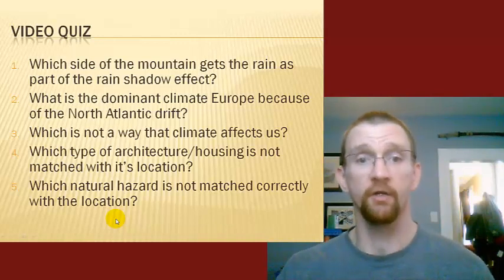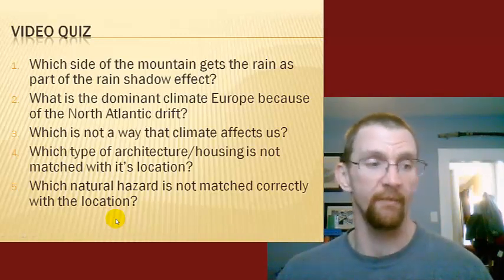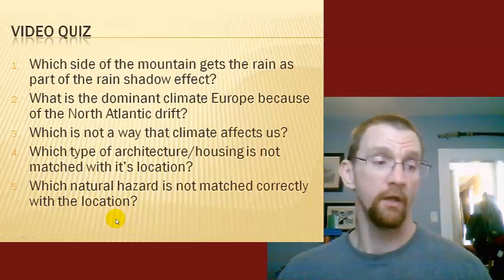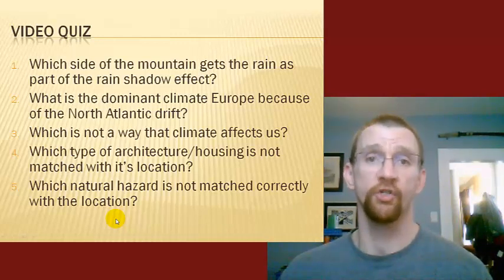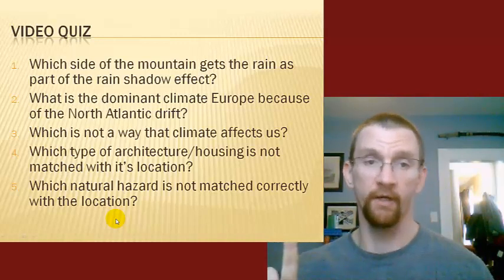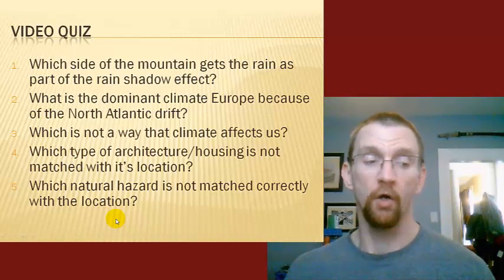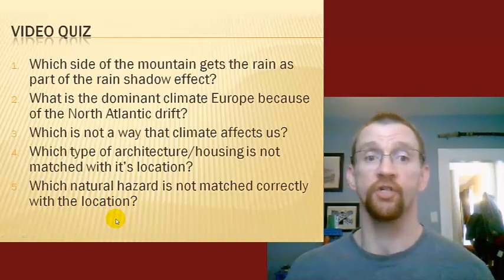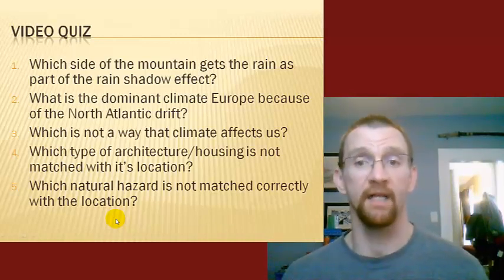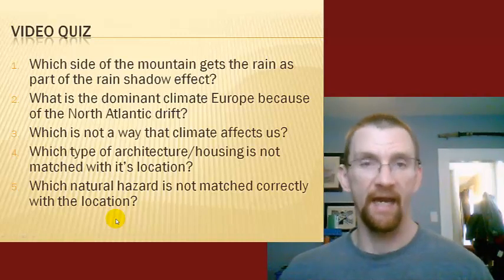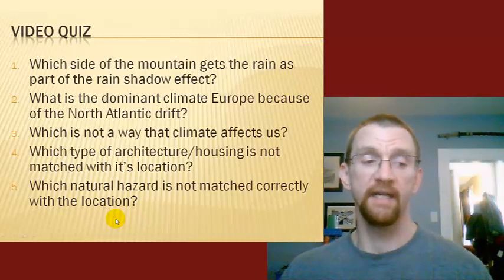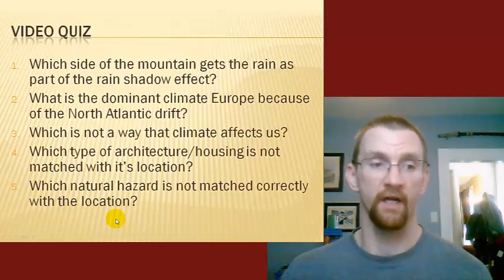Question number three. Which is not a way that climate affects us? A, clothing material, B, clothing color, C, crops being grown, or D, our shoe size. Which is not a way that climate affects us? A, clothing material, B, clothing color, C, crops grown, or D, shoe size.